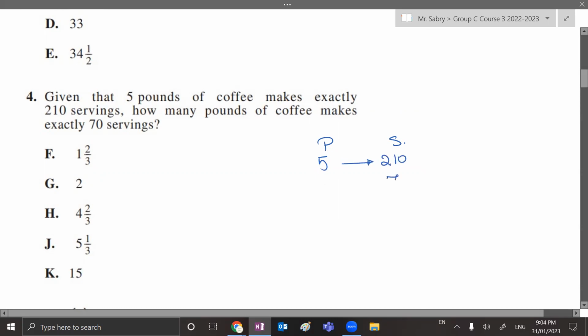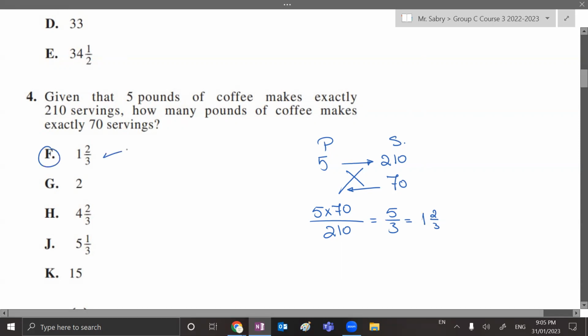5 pounds of coffee would exactly make 210 servings. If I need only 70 servings, so I put servings under servings, how do I get the number of pounds? I'll cross multiply. So I'll do 5 times 70 and then divided by 210, which would come out as 5/3, I think. No. Yeah, I think so. I'm not sure. I think it's 5/3, and in this case it would be 2/3. Let me try it on a calculator. Right? Okay. So then F is the correct answer.